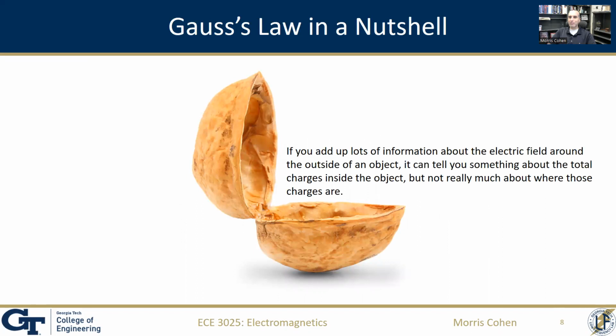This is Gauss's law in a nutshell: if you add up lots of information about the electric field around the outside of an object, it tells you something about the total charges that are inside the object. But it doesn't tell you much about where exactly those charges are distributed. So in that sense, it's both helpful and also pretty useless. Because if you want to know whether charges are over on one side of this nutshell or on the other side, then you don't really have much value in Gauss's law.